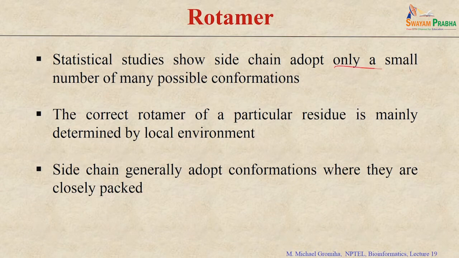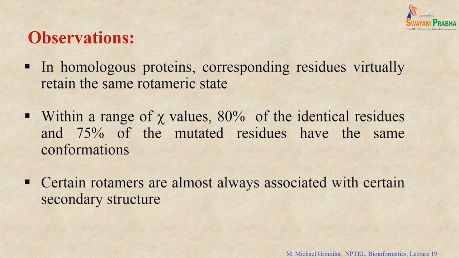So we use the libraries and then see which conformation each side chain can adopt, because each side chain can adopt only a small set of conformations, rather than all possible conformations. You can check with the environment and use the particular conformation for any side chain. Now if you look into the data available in the literature, homologous proteins mainly retain the same rotameric state. If you take the chi values, for 80% of the identical and 75% of the mutated residues, they have the same conformation, right, they do not change much.